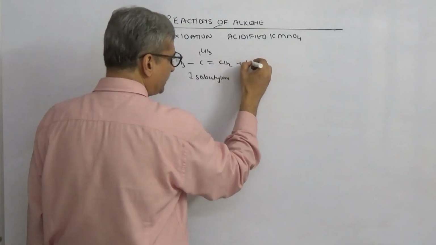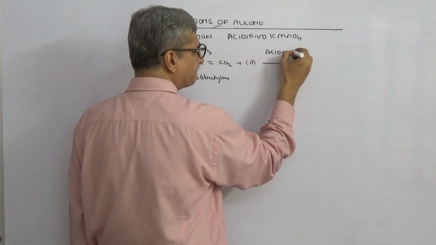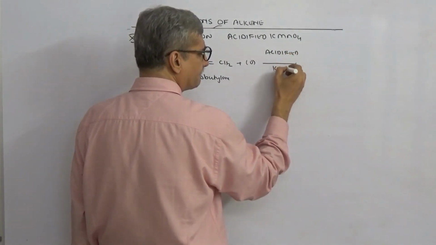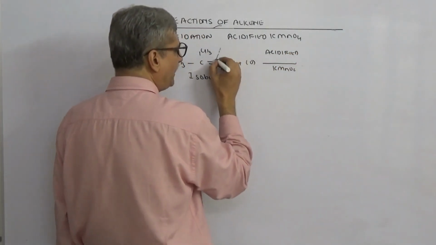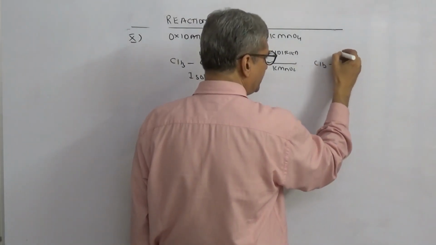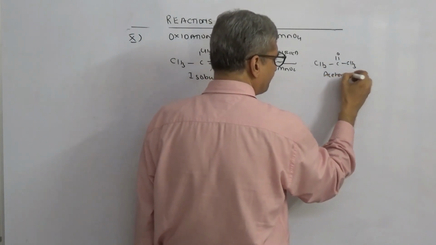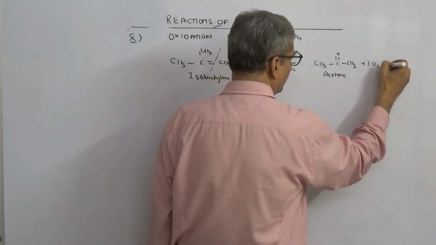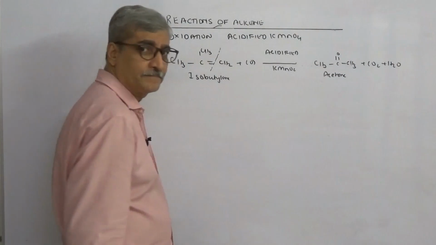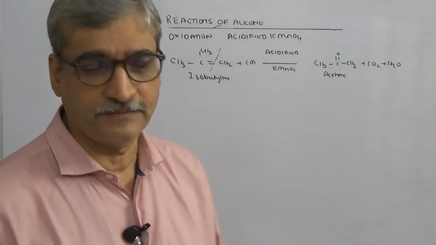When you react it with acidified KMnO4, the bond breaks. You end up with CH3-C(=O)-CH3, that is acetone, plus CO2 plus H2O. So in case of a terminal alkene, carbon dioxide will be evolved.